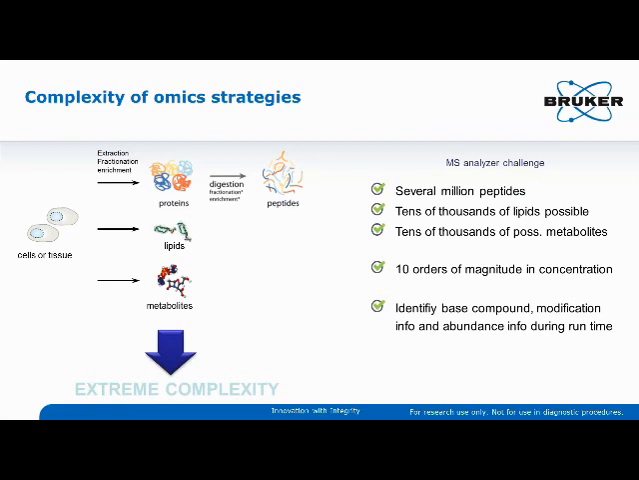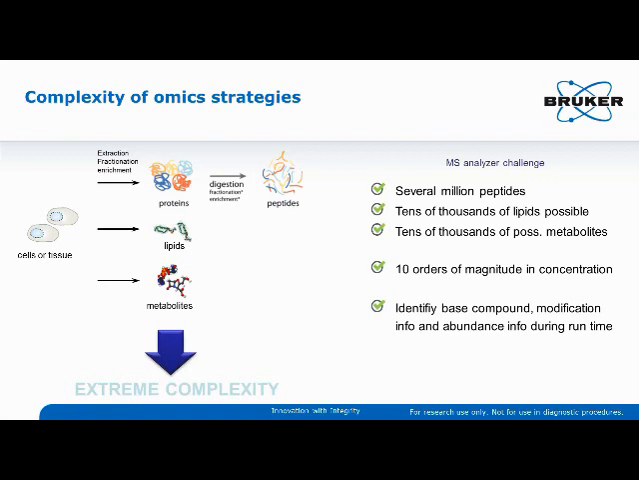Specifically, as I mentioned, we're starting out with the extraction of tens of thousands of proteins per cell. Once that's digested, we're reduced to several million potential peptides, including post-translational modifications. From the lipidomic standpoint, there are tens of thousands of possible lipids. Currently in the LIPID MAPS database, curated and theoretical, there are a little more than 40,000 compounds. From the metabolomic standpoint, there are tens of thousands of possible metabolites present in a number of available databases.